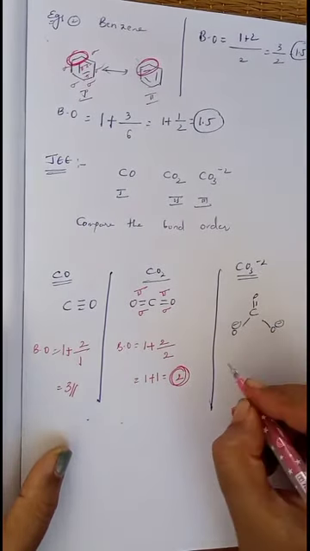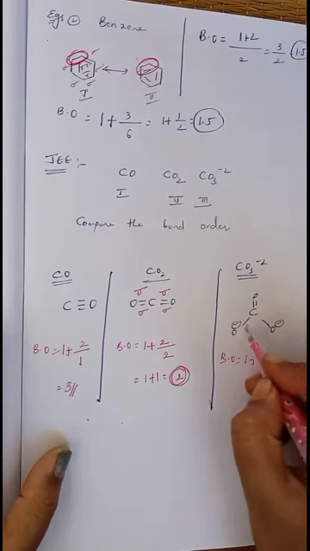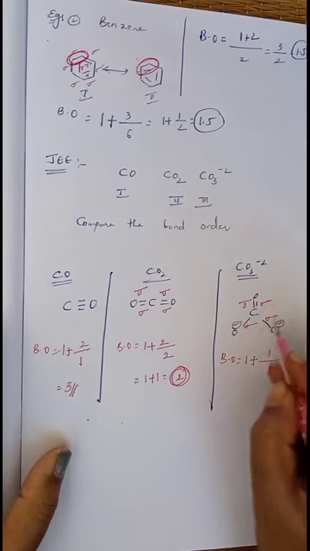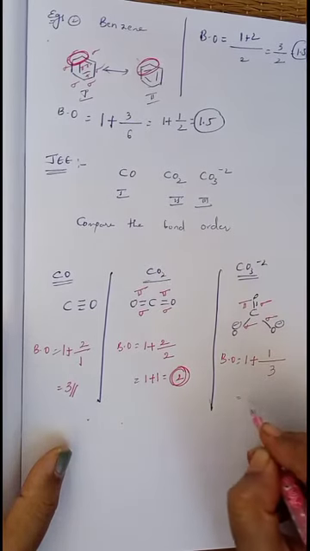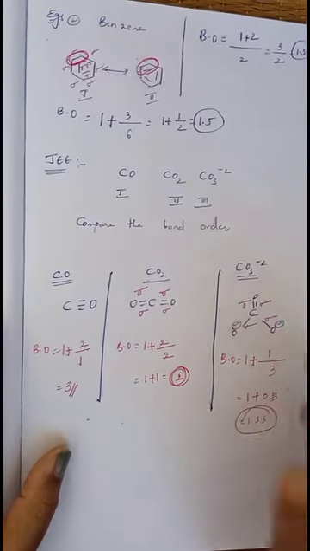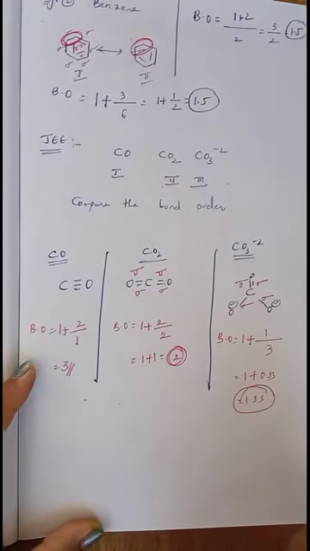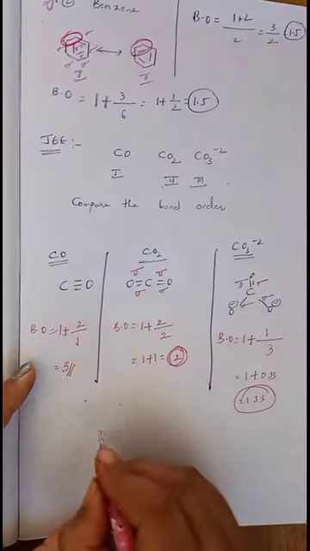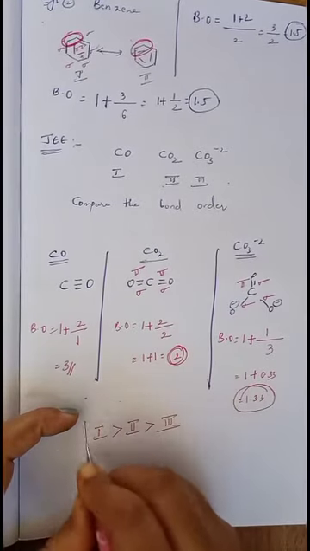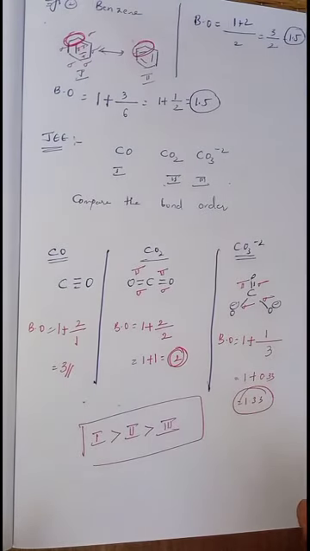Next one, for CO3, bond order is equal to 1 plus number of pi bonds. This is sigma, sigma, sigma, pi. Only one pi bond divided by total number of sigma bonds, 3. So 1 plus 0.33 equals 1.33. This is the bond order for the CO3 ion. This is the first one, second one and third one. Among all, which has the highest bond order? The first one. 1 is greater than 2, which is greater than 3. So this is the decreasing order of bond order for the given 3 molecules or ions.